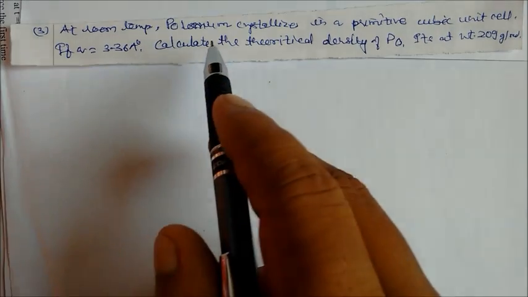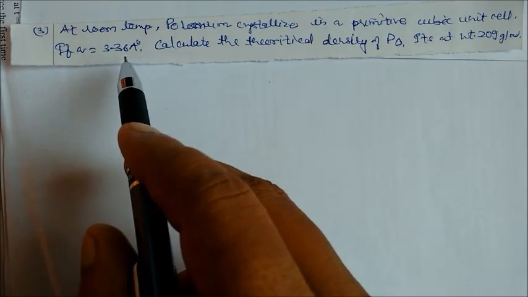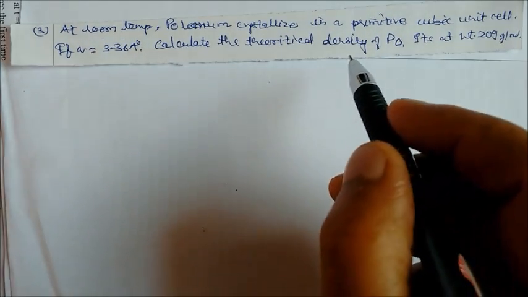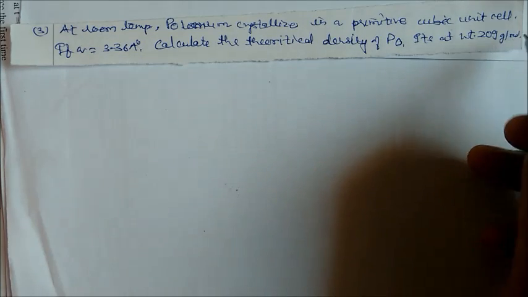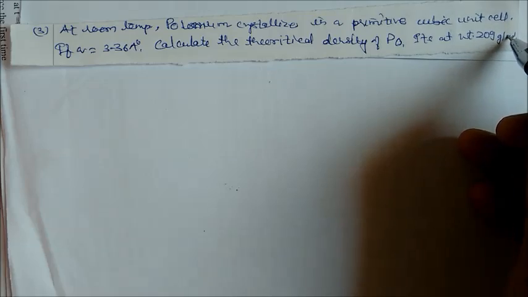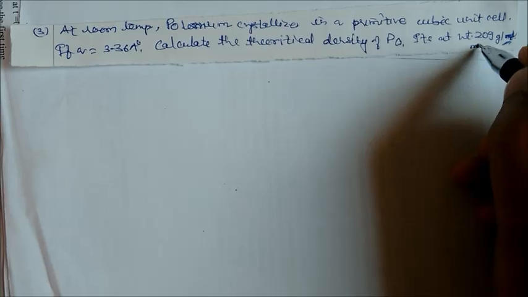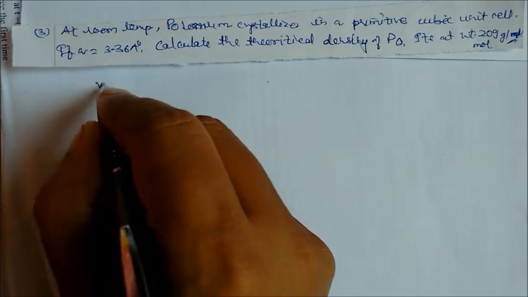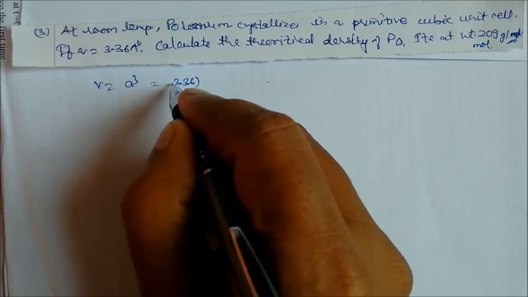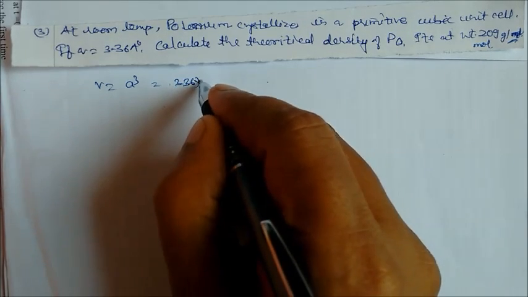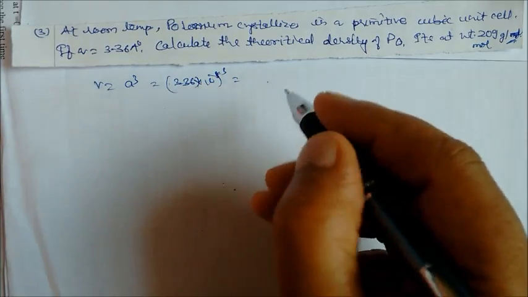Next, at room temperature, polonium crystallizes in a primitive cubic unit cell. If a is equal to 3.36 angstrom, calculate the theoretical density of polonium. Its atomic weight is 209 gram per mole. Write it here properly, this is mol. Again, the volume is a cube, that is 3.36 into 10 to the power minus 8 whole cube, so this will become some value.